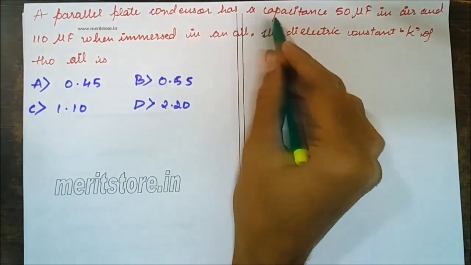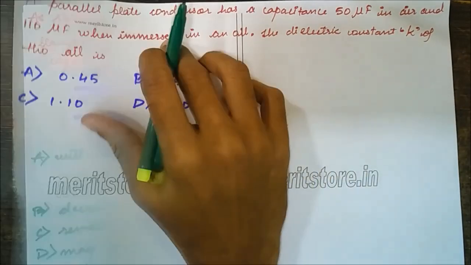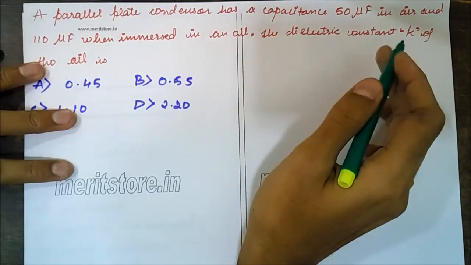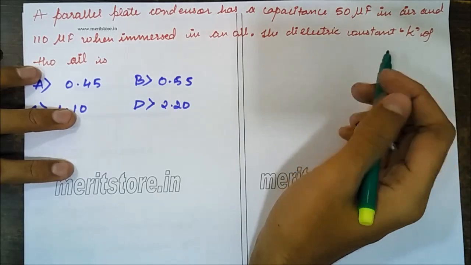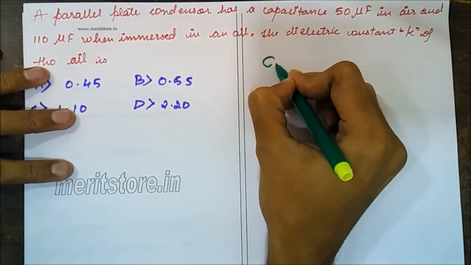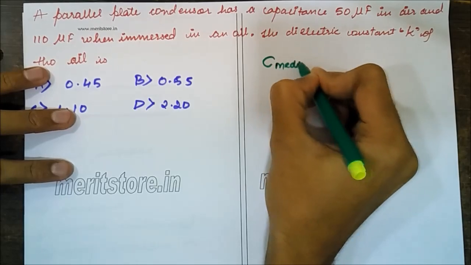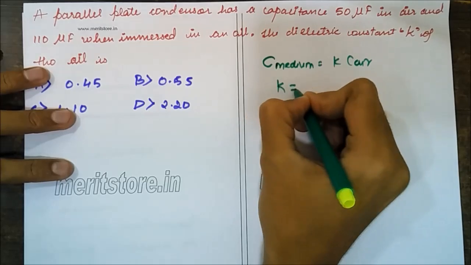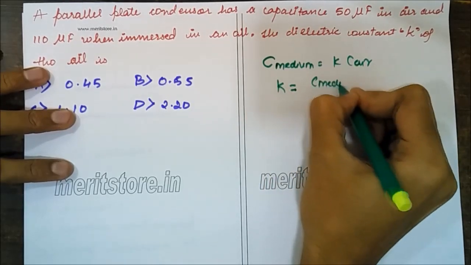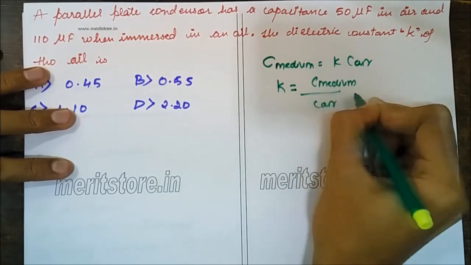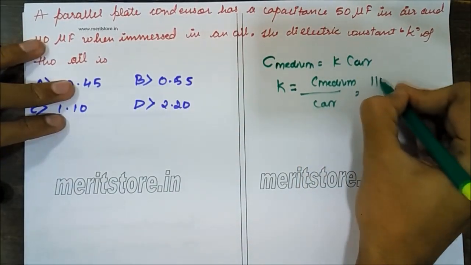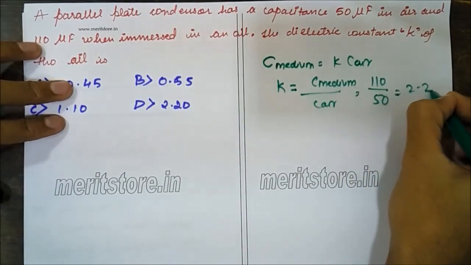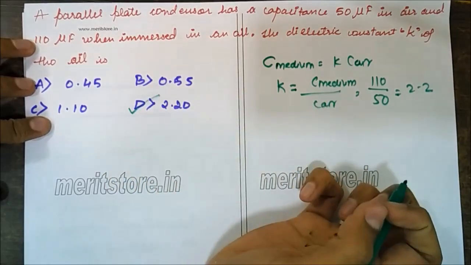A parallel plate condenser has a capacitance of 50 microfarad in air and 110 microfarad when immersed in an oil. The dielectric constant K of the oil is? So here the capacitance in a medium is equal to K times the capacitance in air. To find the value of K, it will be C medium upon C in air, that is 110 microfarads in the medium and 50 microfarads in air, which gives you 2.2. So the correct option is D, 2.20.